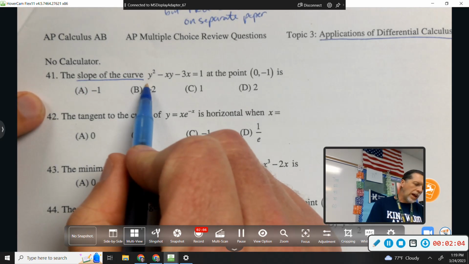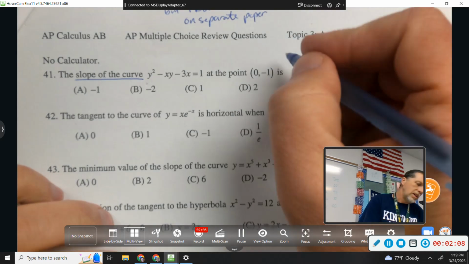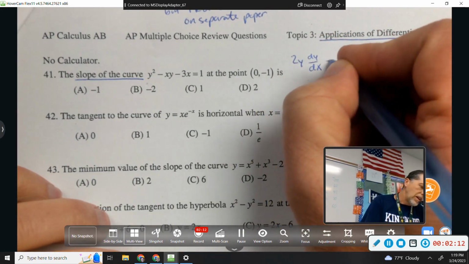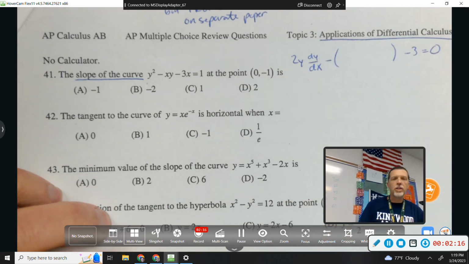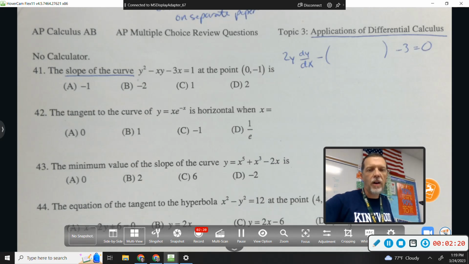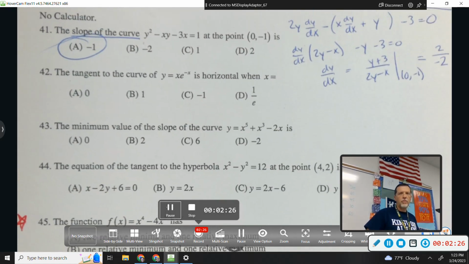So 41, what's the derivative of y squared? 2y dy/dx. 2y dy/dx minus, and then you'll need the product rule. So why don't you take it from there? That should be a straightforward one. So there's the answer to 41.